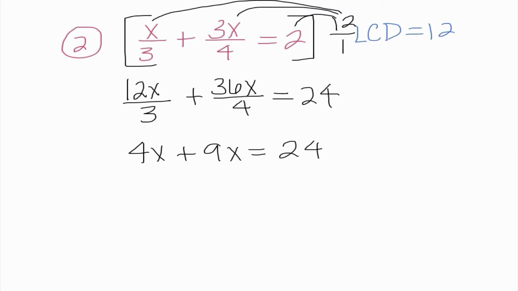At this point, this becomes a pretty simple equation for me to solve. I'm going to add together my x's, and I get 13x equals 24. And then I'm dividing both sides by 13, and I end up getting that x is equal to 24/13.